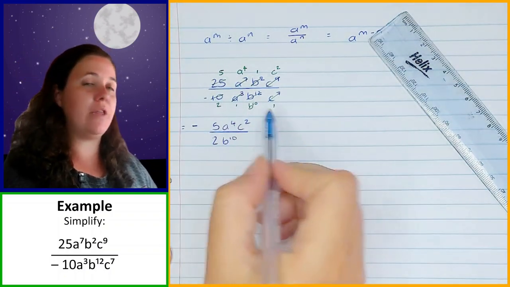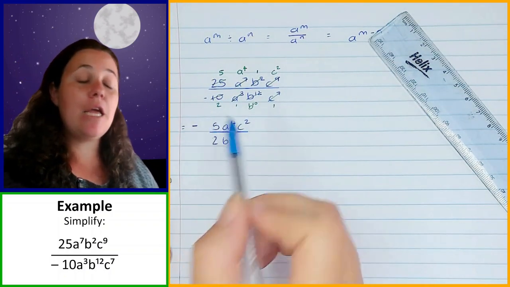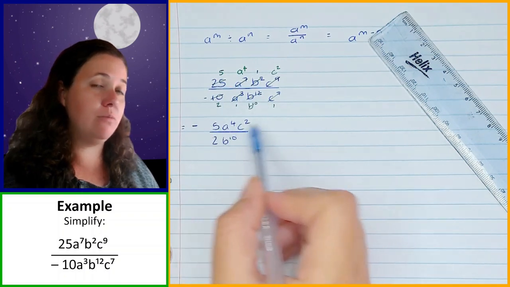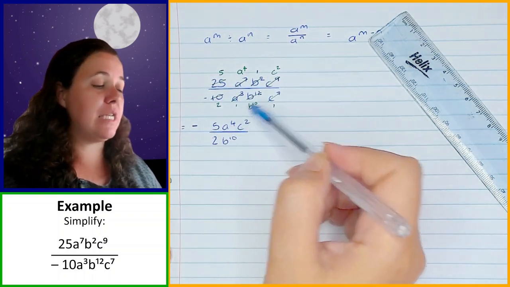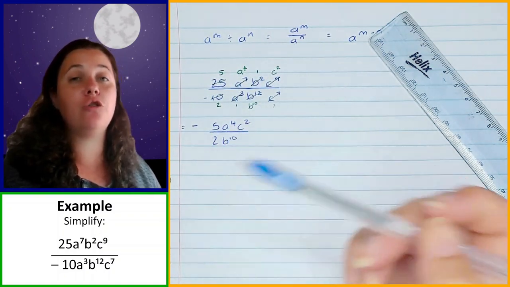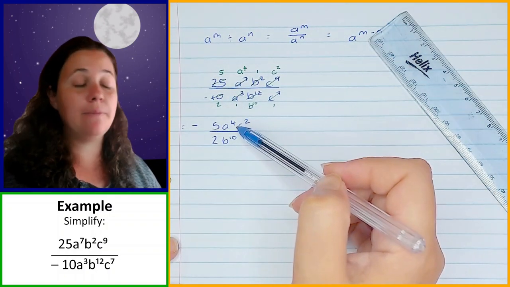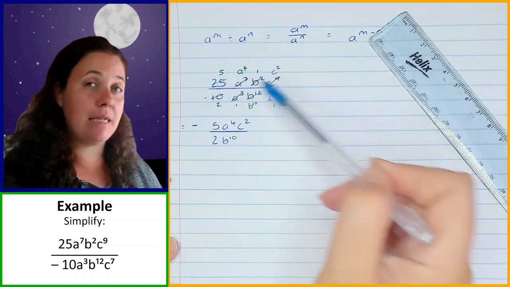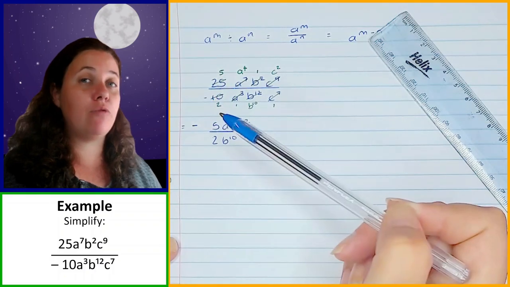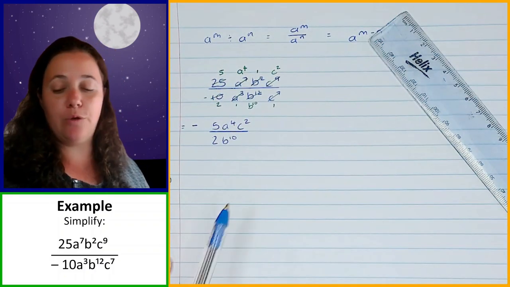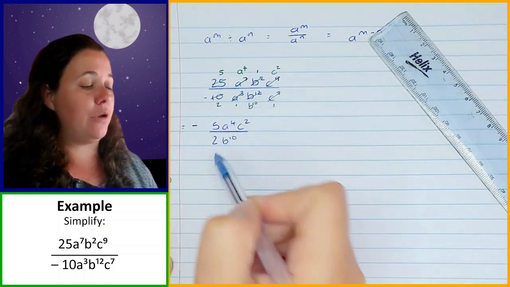Okay, so those 1's over there again don't make any difference. If everything at the bottom was a 1, then I would just have over 1. But when it's a fraction, you don't have to write the 1 in the denominator. If everything on the top cancelled out and gave me 1, then I would have to write that, and I'll do examples like that with you still. Okay, so that's what we end up with for that example.